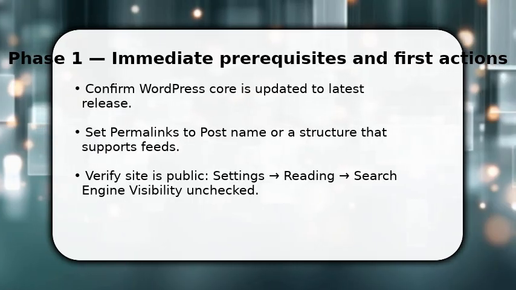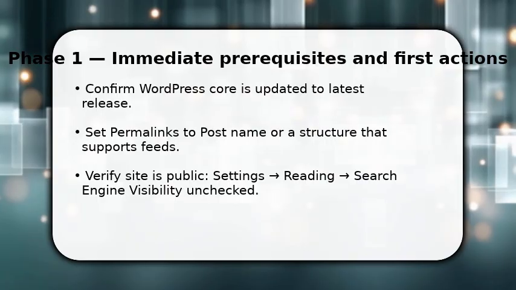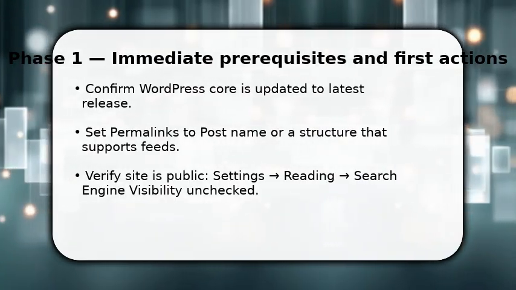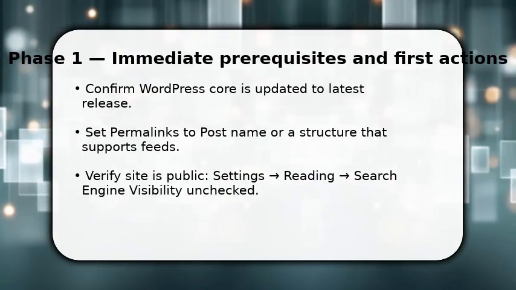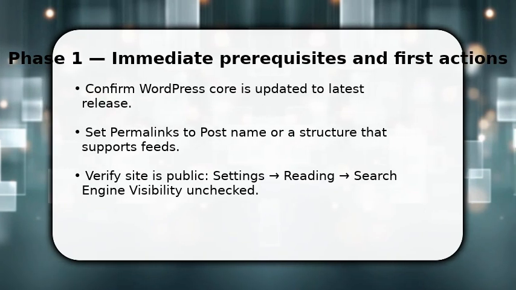Then make sure your site is public in Settings, right arrow, Reading, so feeds are crawlable. Once done, check a test post's default feed at /feed/ to confirm basic XML returns. If XML appears, you're ready to configure theme and plugin steps that follow.